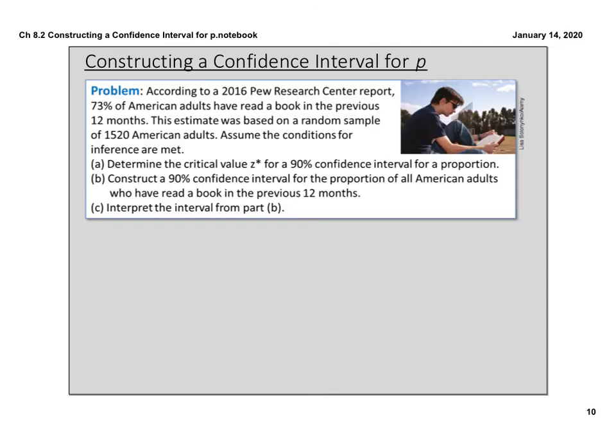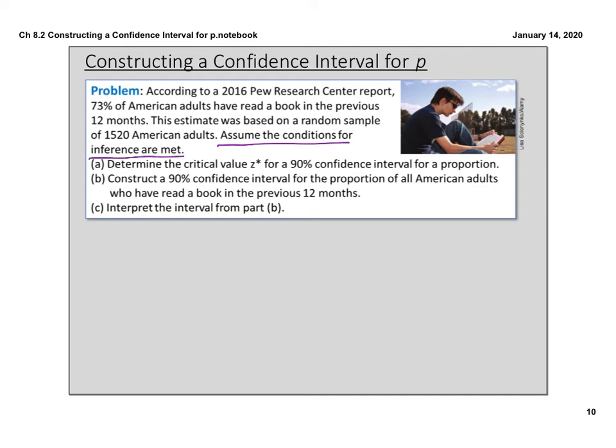So now let's put this into practice. So next example here, it says, according to a 2016 Pew Research Center report, 73% of American adults have read a book in the previous 12 months. This estimate was based on a sample of 1,520 American adults. Assume the conditions for inference are met. Hey, check that out. Assume the conditions for inference are met.